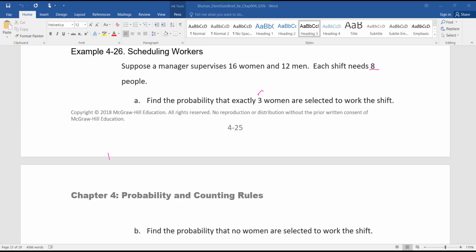I think it's going to be 16 instead of 28. Because there's 28 to choose from, but you want the first 3 to be women. So I'm going to go with 16. This keyword here, exactly, is a keyword. It's not what's the probability of 3 of them being women. What's the probability of 3 of them exactly being women? So my options are only out of 16.